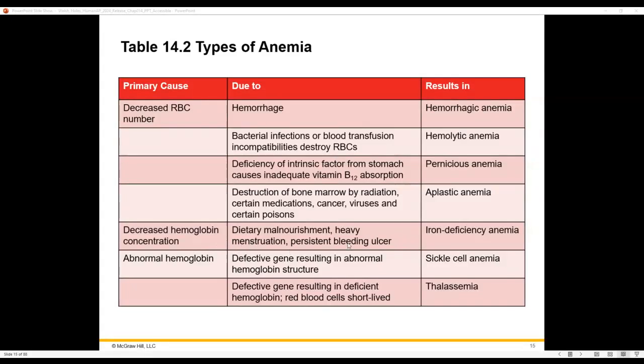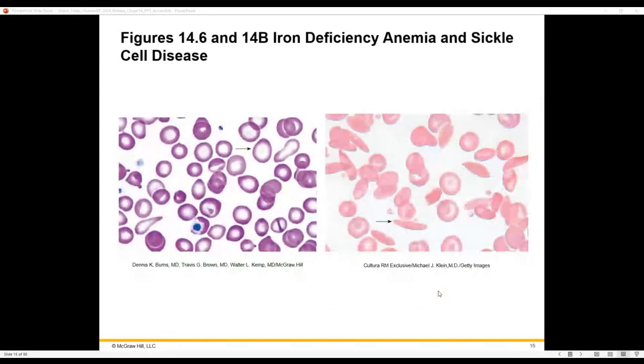You can also have decreased hemoglobin concentration, and that's due to dietary malnourishment, heavy menstruation, persistent bleeding, ulcers. This results in iron deficiency anemia. As far as abnormal hemoglobin, you have defective genes resulting in abnormal hemoglobin structure, the sickle cell anemia, and defective genes resulting in deficient hemoglobin. Red blood cells are short-lived in this case. This is thalassemia. Okay, and this shows you on the left iron deficiency anemia, and on the right sickle cell disease.